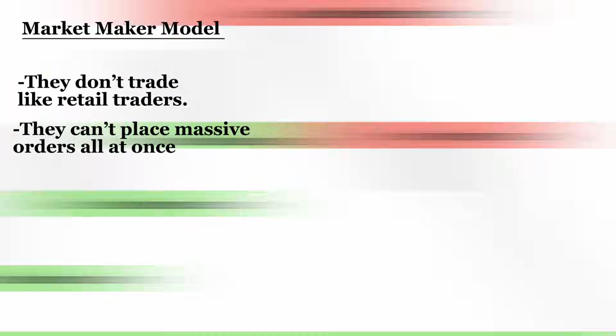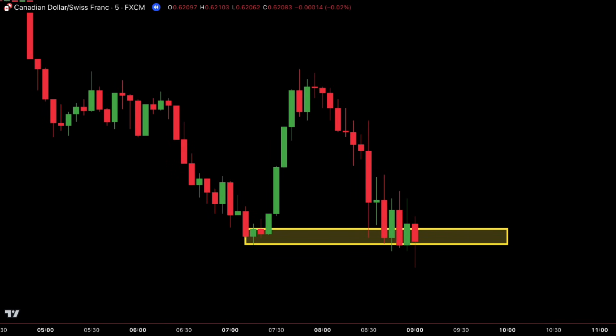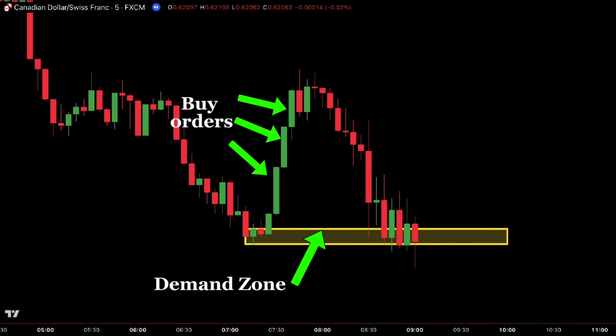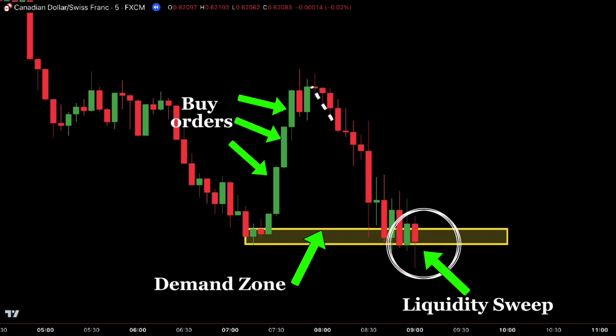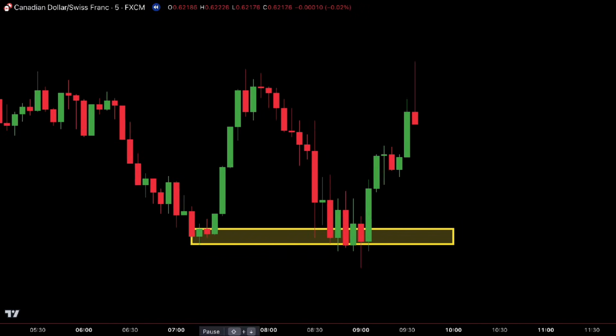Here's how it works. When market makers want to buy, they create a demand zone by placing smaller buy orders, causing price to bounce higher. If they need more sellers, they temporarily push the price below the zone. This triggers stop losses of traders who bought there and attracts new sellers, creating the liquidity market makers need. Once their orders are filled, the price shoots back up.